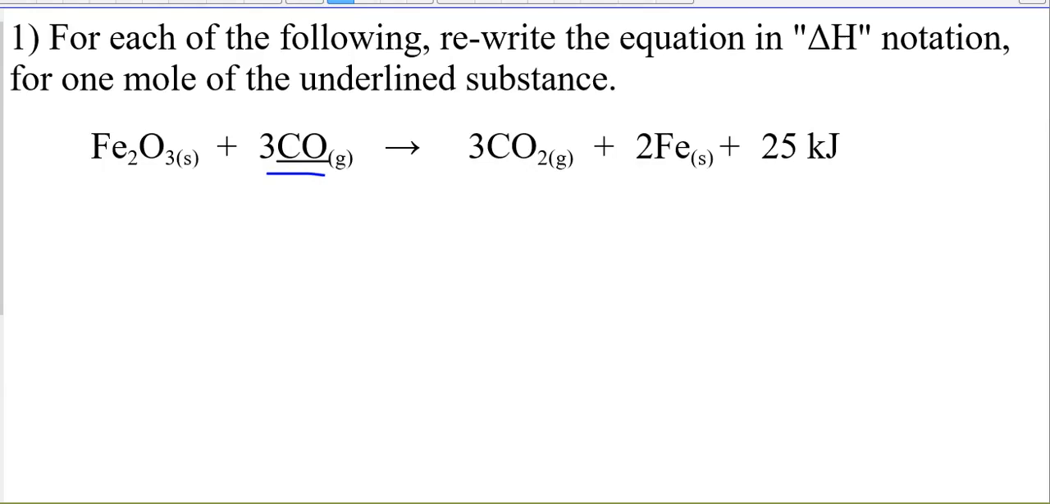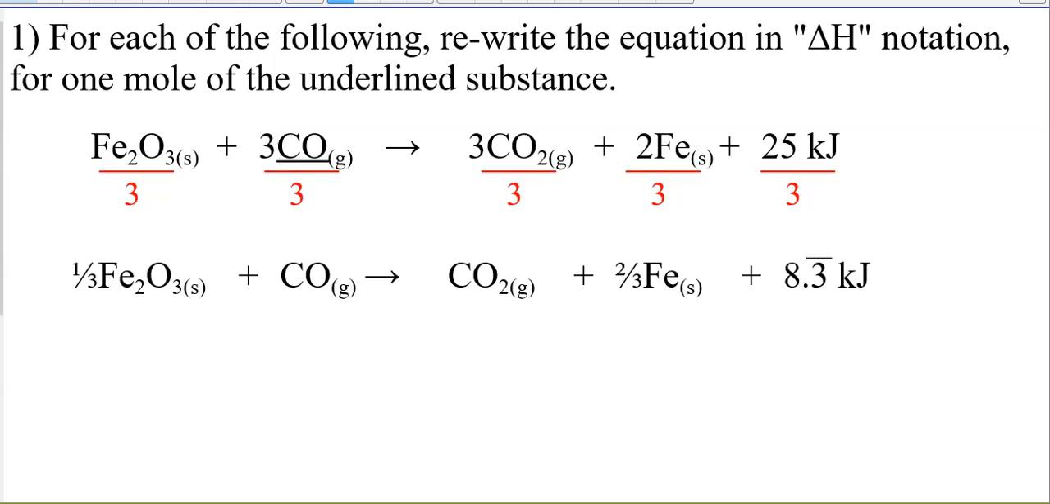So if we take iron 3 oxide, add it to carbon monoxide, it should produce carbon dioxide and just iron. And it's going to release 25 kilojoules of energy. So this is an exothermic reaction because the enthalpy is on the product side. And so if we're trying to rewrite this equation for 1 mole of the underlying substance, we'd have to divide everything by 3, including the energy. All right, so if I want 1 mole of this, I would need to divide everything by 3. And that basically looks like this.